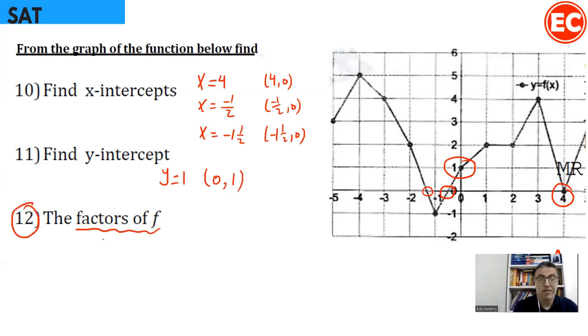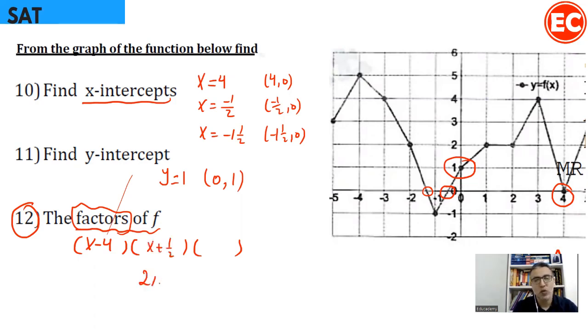For number 12, factors are not that different from the x-intercepts, but in factors I'm going to write them in brackets. X intersects at 4, so I can write it as x minus 4. X intersects at negative half. We don't write it as x plus half. No, we write it as 2x plus 1. So the 2 goes to the x. And notice that this one is negative, but I add it to the bracket as positive.